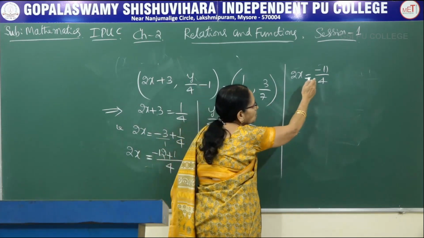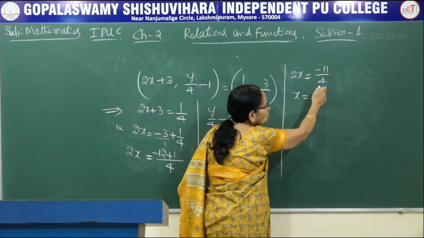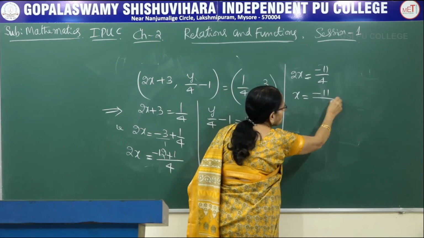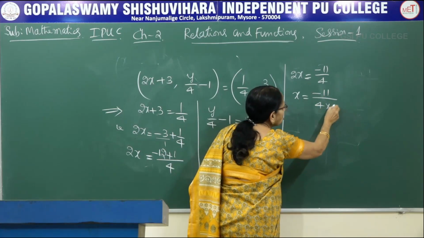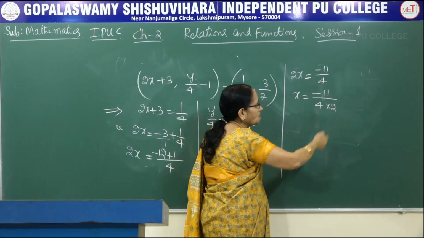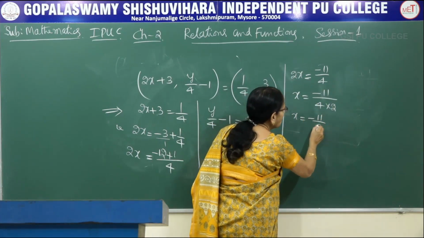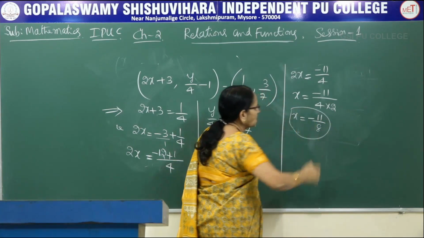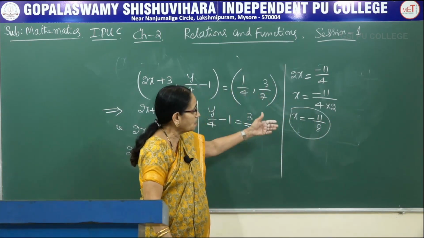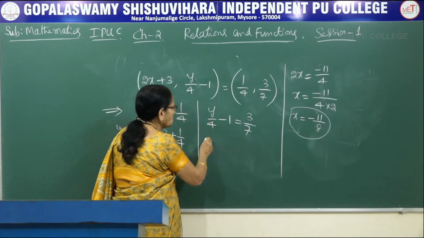Now when 2x equals −11/4, x would be equal to, this 2 comes to the denominator position, that is 4 into 2 here. When you are multiplying, when you take it to the right hand side, it goes to the denominator position. Hence we are having x equal to −11/8. So it is a negative number, a negative rational number. Now come to this one.